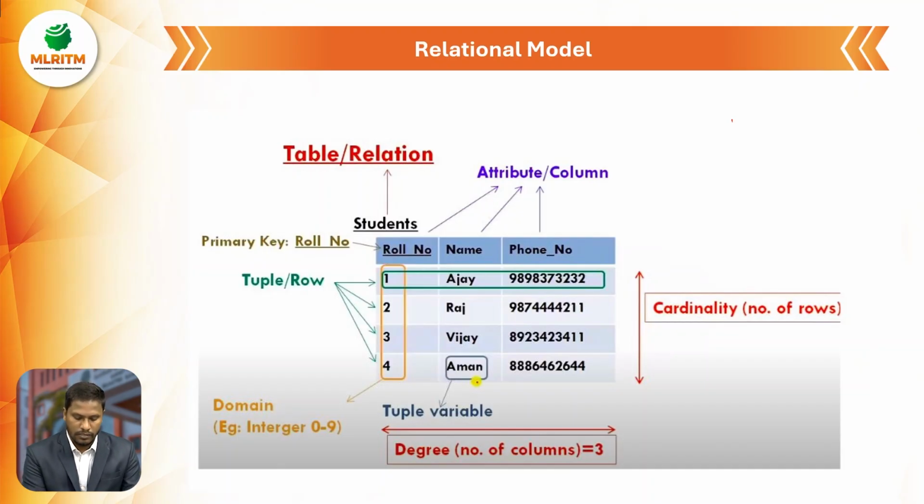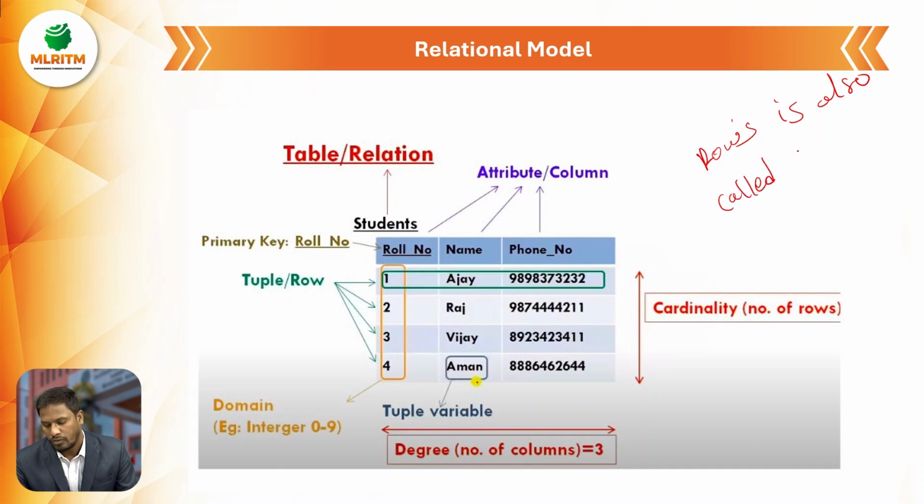Next, what are rows? Rows are also called tuples. Rows with some values are also called tuples and records.